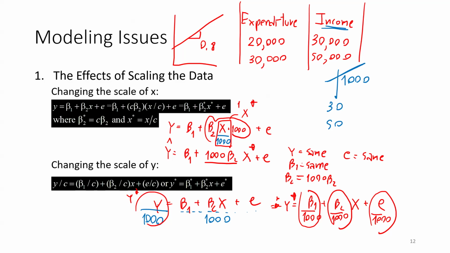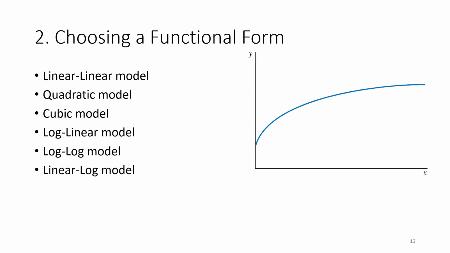The second issue is to choose a functional form. There are several functional forms to choose from, like linear, quadratic, which means square, cubic, which means you have to power by 3, log linear model, log model, and linear log model. Okay, you start to check again.